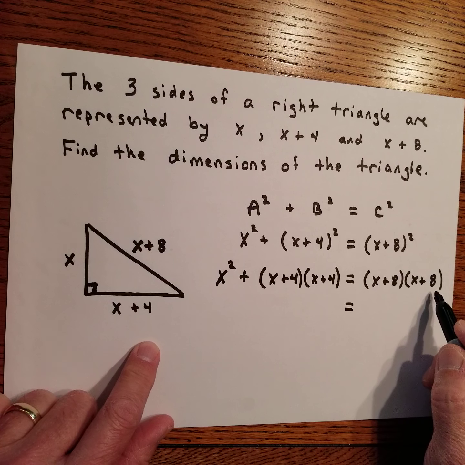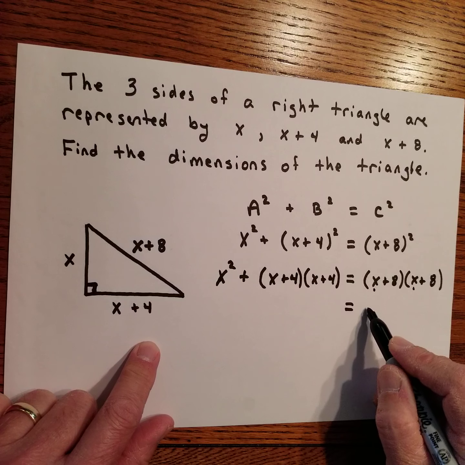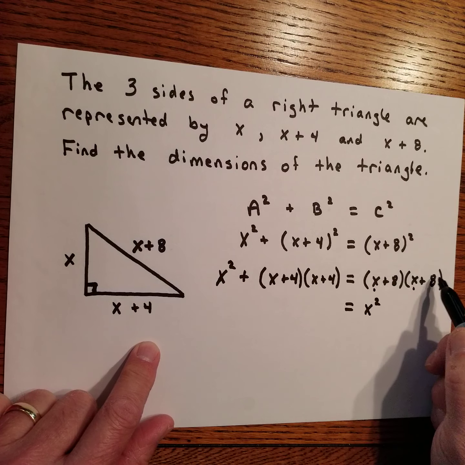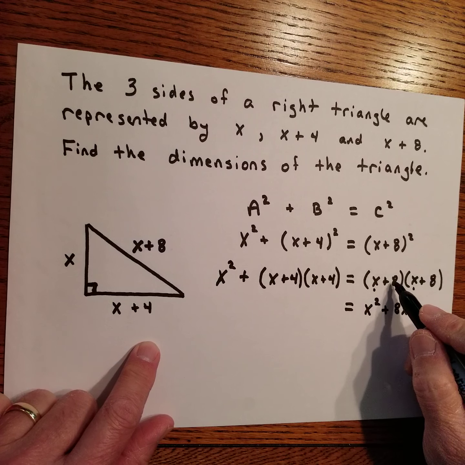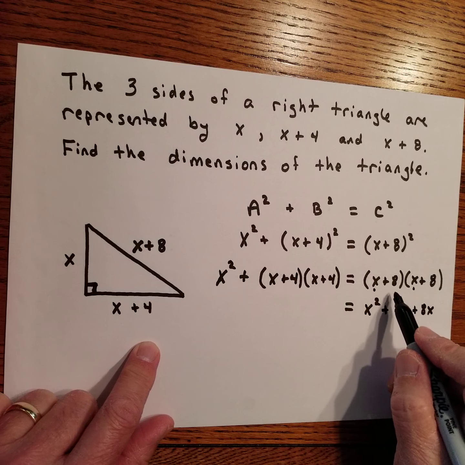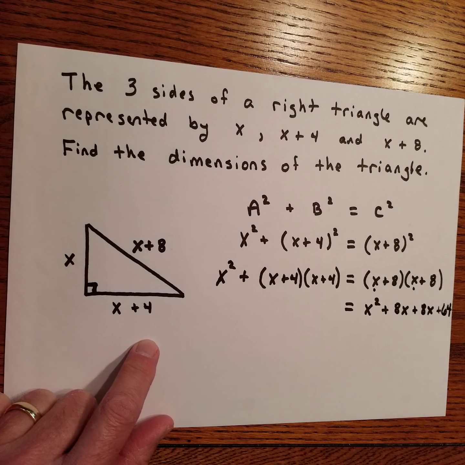Let's FOIL on this side. Multiply the firsts, x times x. The outers, x times 8. The inners, 8x. And the lasts, 8 times 8 is 64.